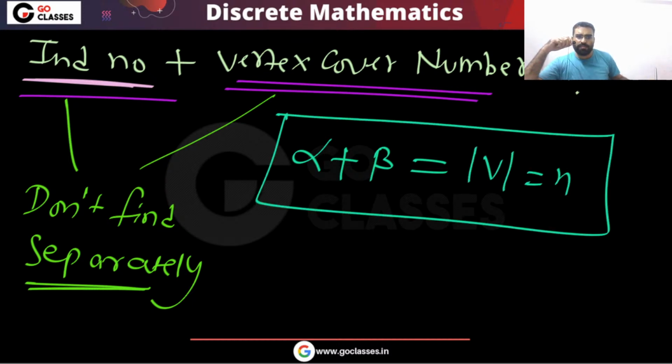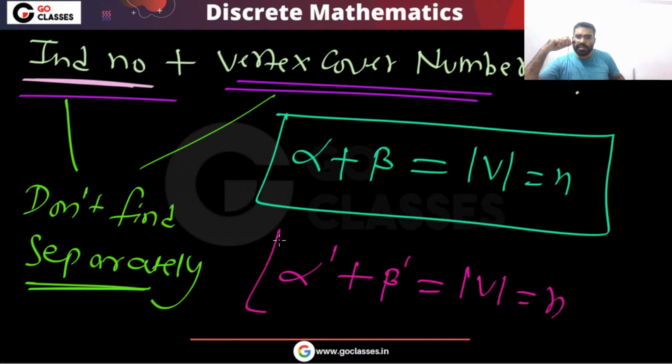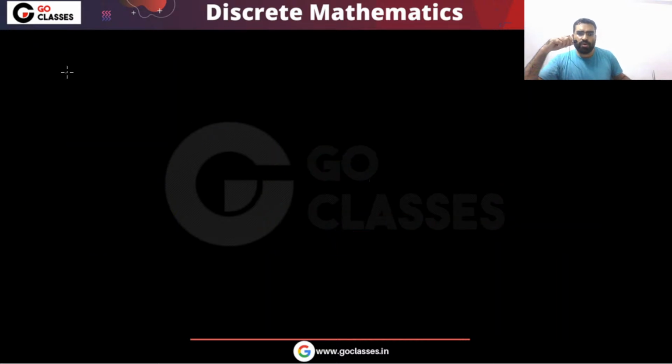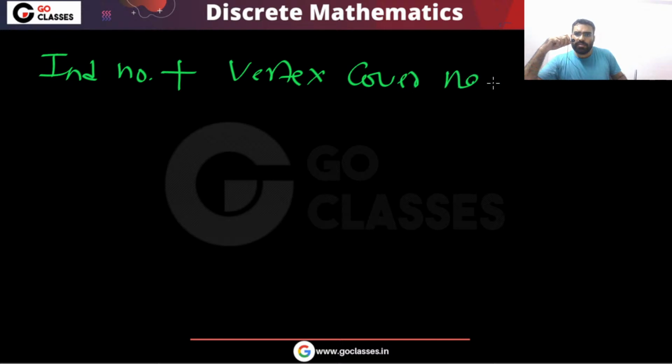This we already know. We also know that matching number plus edge cover number is also the number of vertices. These two results we know. We already know that independence number plus vertex cover number is equal to the number of vertices. We also know the matching number result. We have already seen the proof.